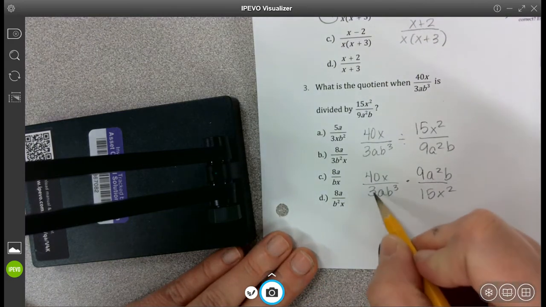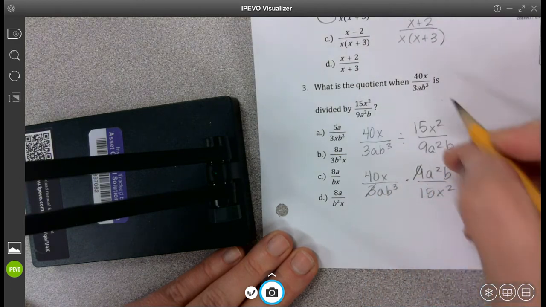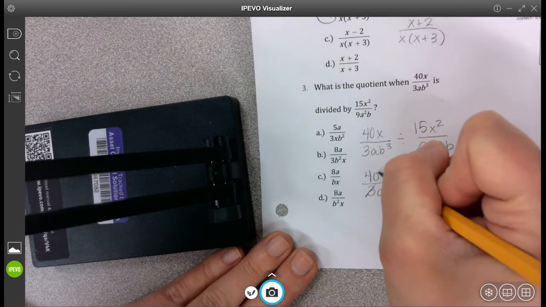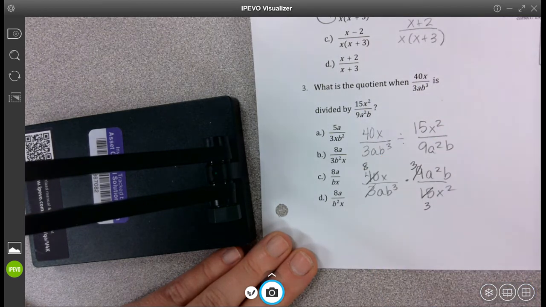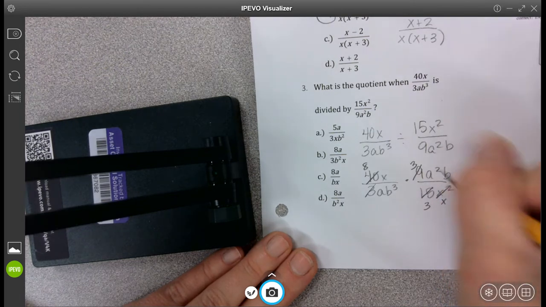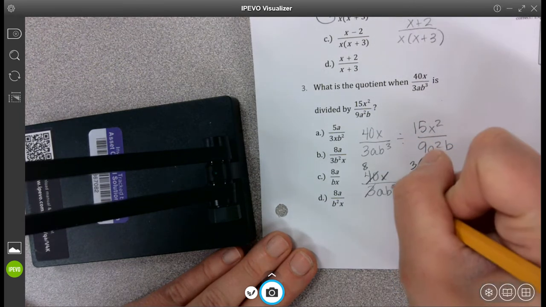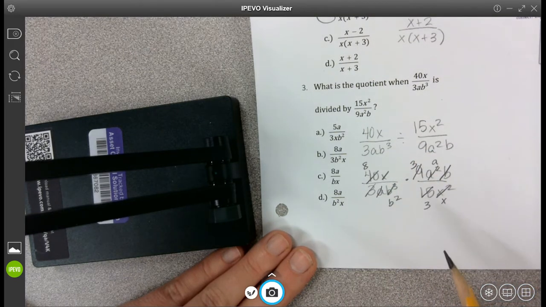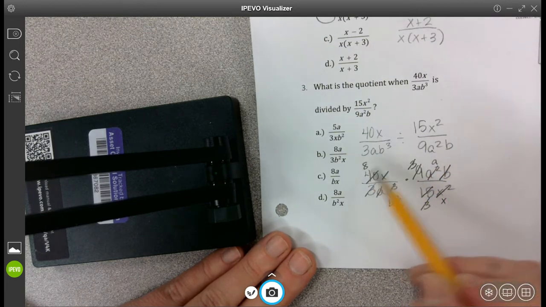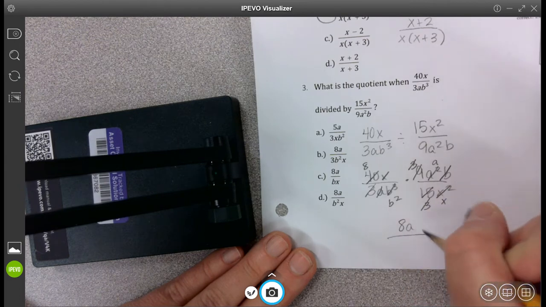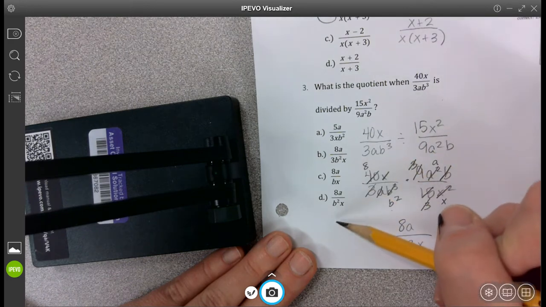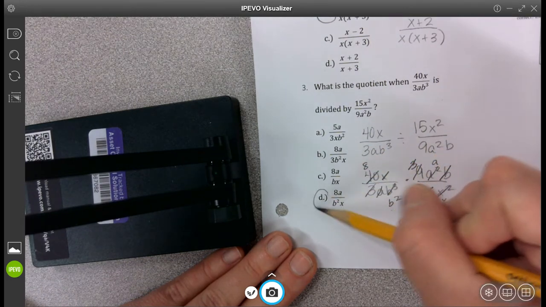All right, if you simplify 9 and 3, 3 goes into 9 3 times. 5 goes into 15 3 times. 5 goes into 40 8 times. You can reduce down to 1x. If I take a b out, I'm left with 2 b's. If I take an a out, I'm left with 1a. So if we go across, oh, look, these 3's now simplify. So we get 8a over b squared x, which is right here.